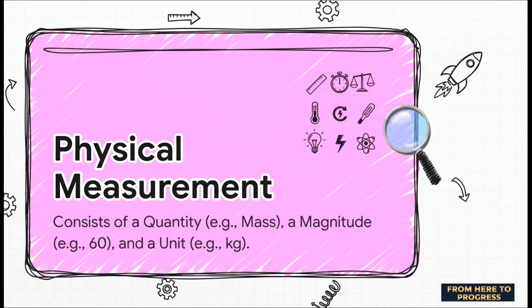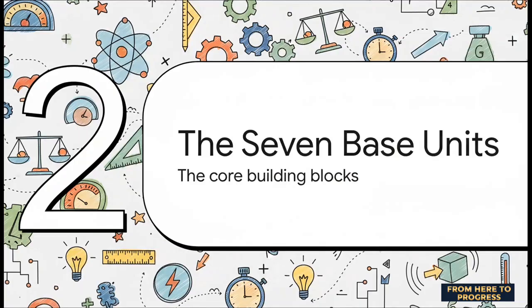And this is how we fix it. A real, actual measurement needs 3 things. You've got the quantity, which is just what you're measuring, in this case, mass. Then you have the magnitude, that's your number, 60. And then the real MVP, the thing that gives it all context, the unit. Here, it's kilograms. You need all 3 of those pieces: quantity, magnitude, and unit, or you're not really saying anything at all.